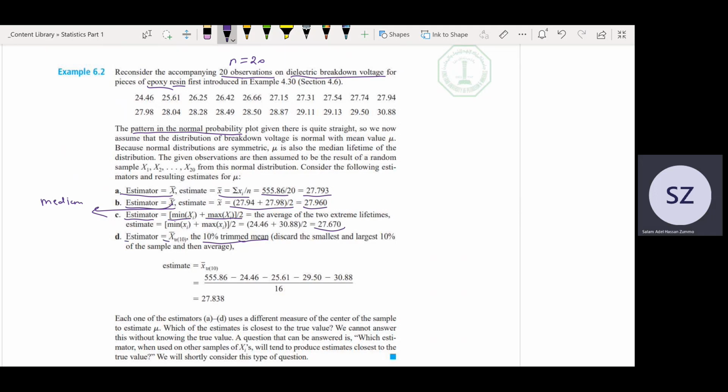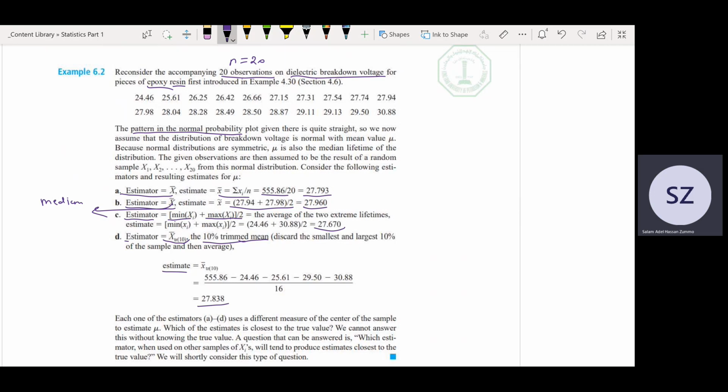The estimator here is the 10% trimmed mean. What does this mean? It means that I remove the top and bottom 10%. Discard the smallest and largest 10%. In this case, if I calculate the estimate, it will be 27.8.